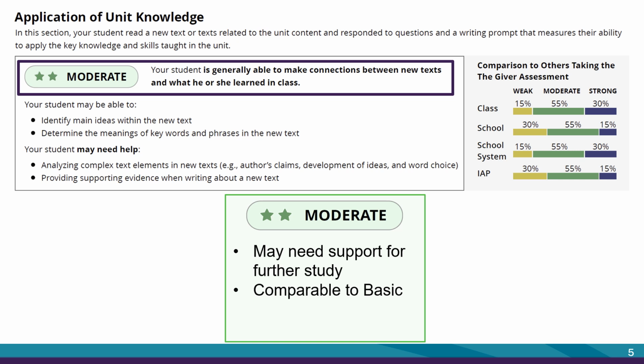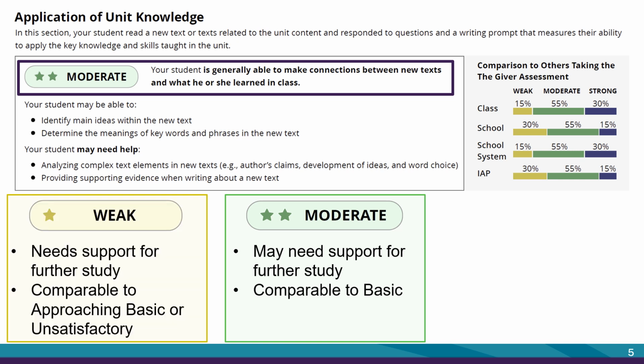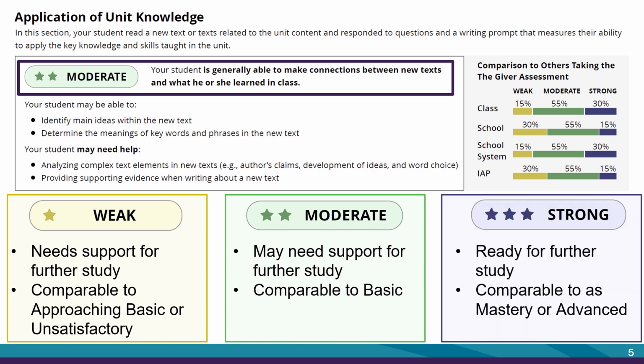There are two other ratings that students can also receive, the first of which is weak, which means that a student needs help as they learn in the upcoming unit, and this rating is also comparable in terms of difficulty to the LEAP 2025 achievement level ratings of approaching basic or unsatisfactory. And finally, the last possible rating is strong, which means that the student is ready to learn in the upcoming unit, and this rating is comparable to the LEAP 2025 Mastery or Advanced achievement levels.